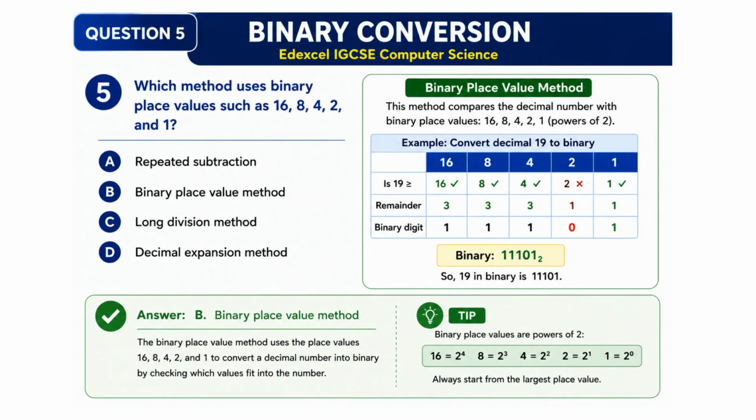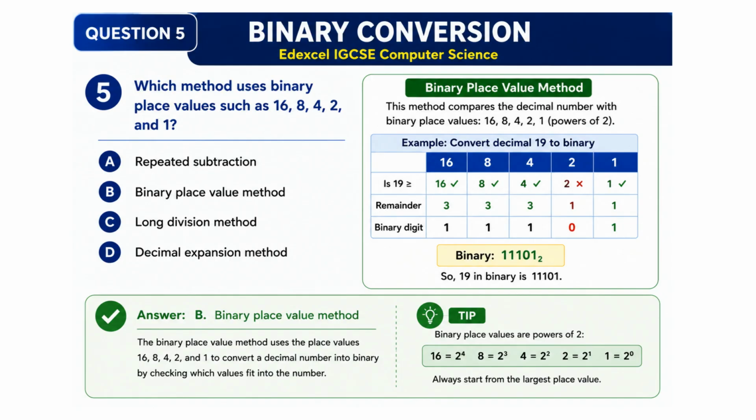Which method uses binary place values such as 16, 8, 4, 2, and 1? Take a moment to read the options. The correct answer is option B, binary place value method. This method compares the decimal number with the binary place values, which are powers of 2. For example, to convert the decimal number 19, start with the largest place value, 16. Since 19 is greater than or equal to 16, write 1 and subtract 16. You are left with 3.